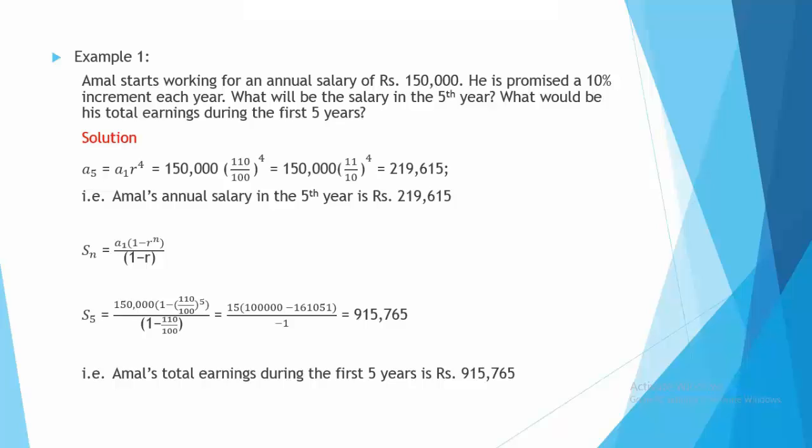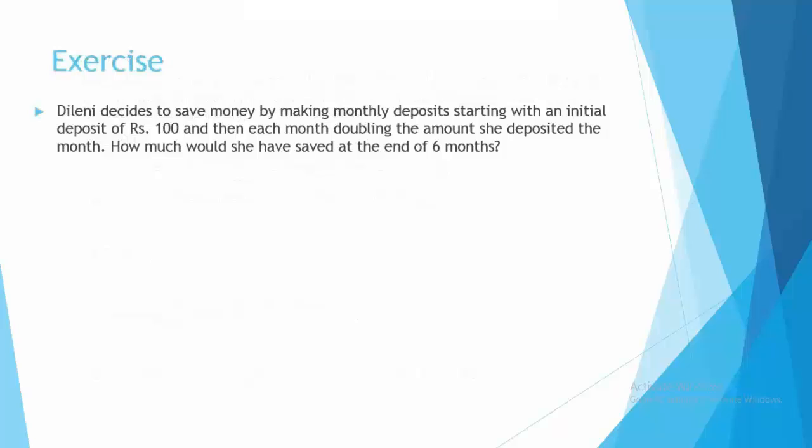In order to find the total earnings during the first 5 years, we use the formula for the sum of the first n terms of the geometric progression, which is Sn equals a1 times (1 take away r to the power n) over (1 take away r). Substituting the values, S5 equals 150,000 times (1 take away (110 over 100) to the power of 5) over (1 take away 110 over 100), which equals 15 times (100,000 take away 161,051) over negative 1, which equals 915,765. That is, Amal's total earnings during the first 5 years is 915,765. Now try out this question by yourself.